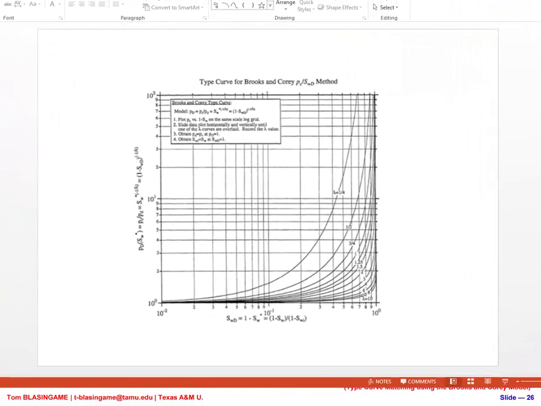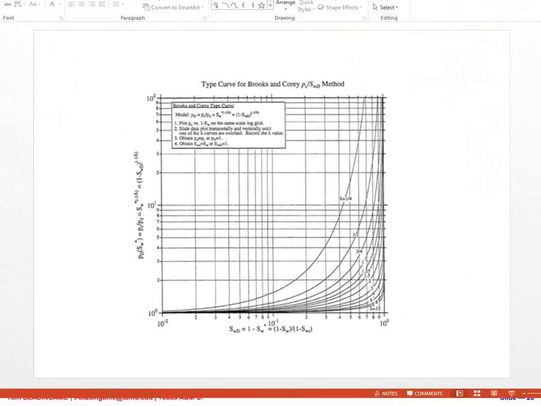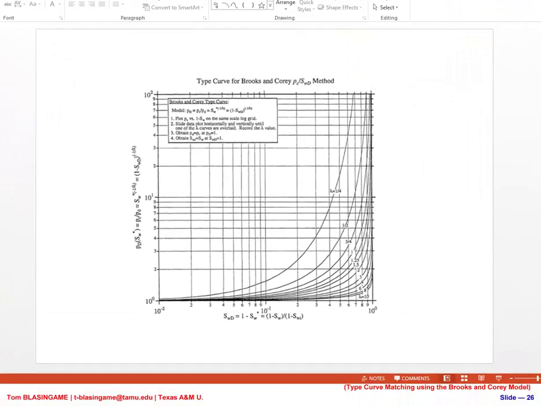Sorry, I think this thing's going to auto scale on me. I don't want it to.